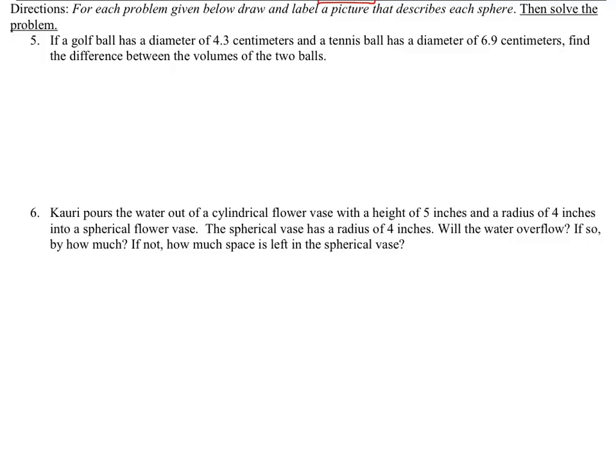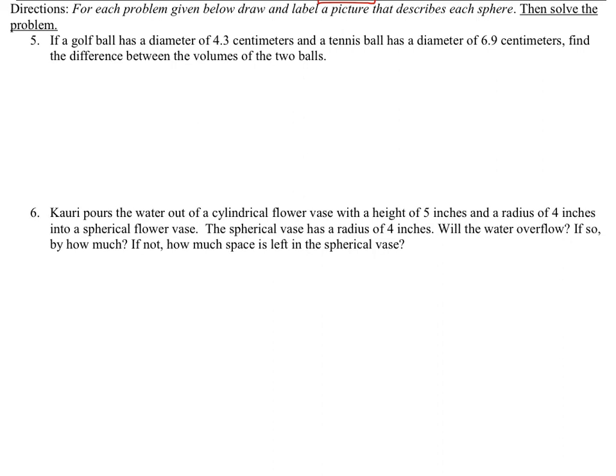Alright, for each problem given below, we may draw the picture, but we'll probably just be using the formulas and solve the problem. If a golf ball has a diameter of 4.3 centimeters and a tennis ball has a diameter of 6.9 centimeters, find the difference between the volumes of the two balls. So the difference is the subtraction. That'll tell us the difference of the two volumes. But we've got to find the volume of each one specifically first.